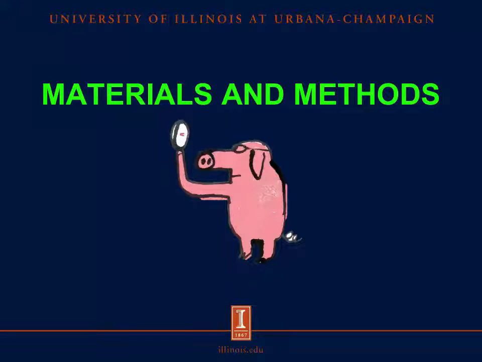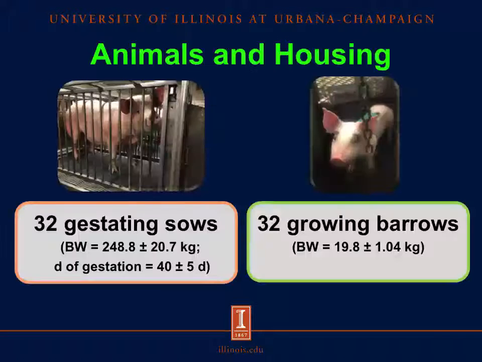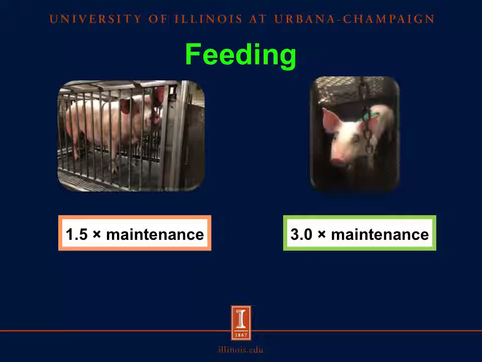Moving on to the materials and methods. We utilized multiparous sows in mid-gestation and growing barrows. Initial body weight was about 250 and 20 kg, respectively, for the gestating sows and growing pigs. The gestating sows and growing pigs were fed the same diet, but daily feed amount was 1.5 and 3 times the maintenance requirement for energy, respectively, for gestating sows and growing pigs, which is close to what they usually are fed.